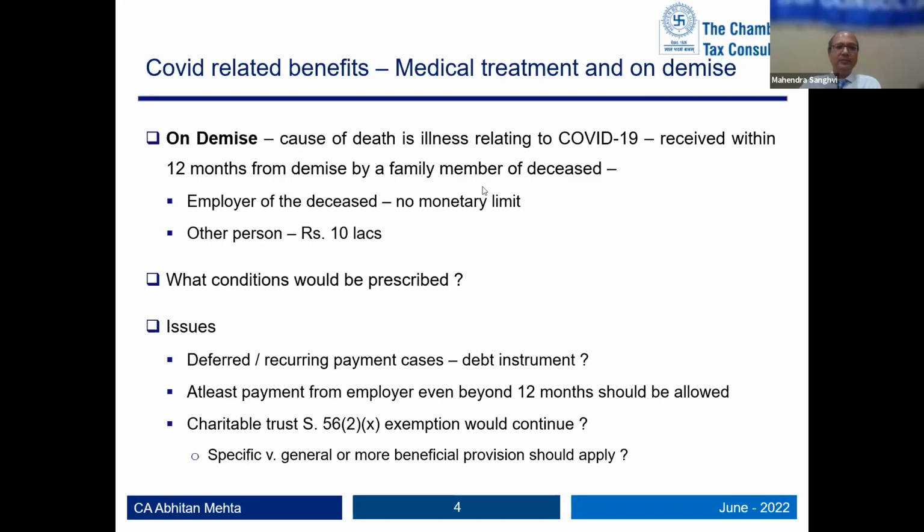Moving to payments on demise. It is almost similar to what you get as an expense. Only thing is, on demise, you should receive it within 12 months of the demise. Secondly, for an employer, there is no cap, whatever amount he gives. But for any person other than the employer, the cap is 10 lakh rupees. Beyond that, they intend to tax it under 56(2)(x).